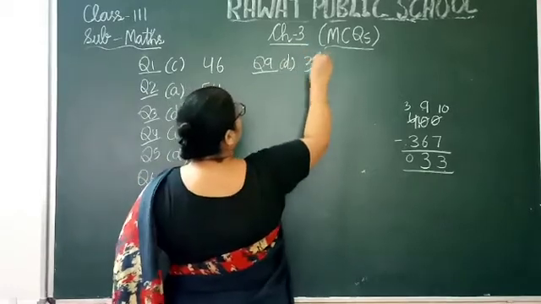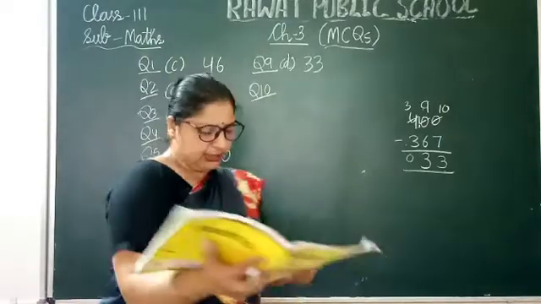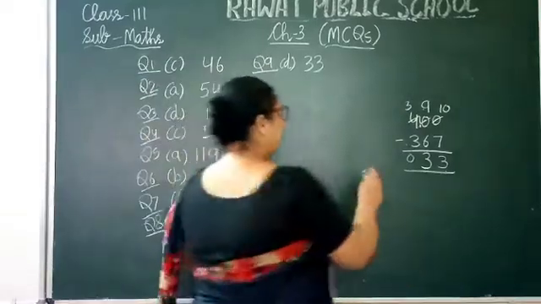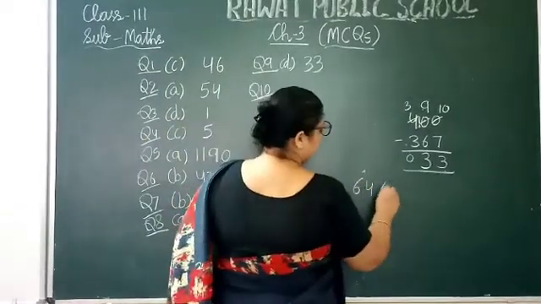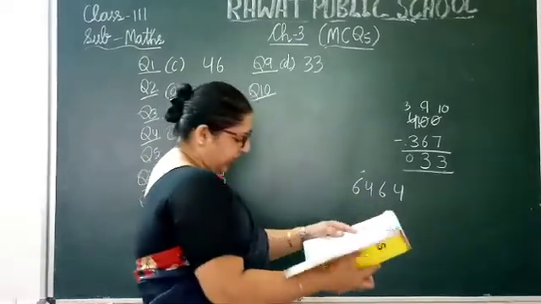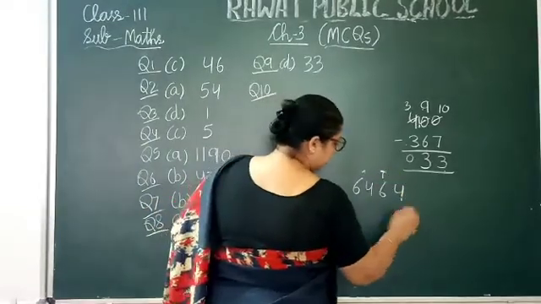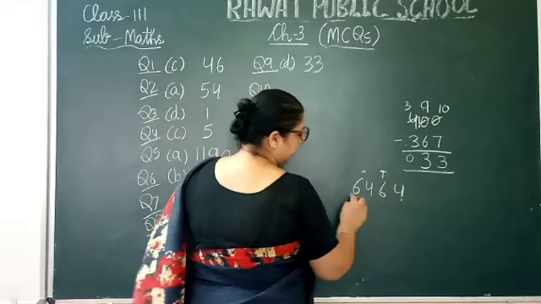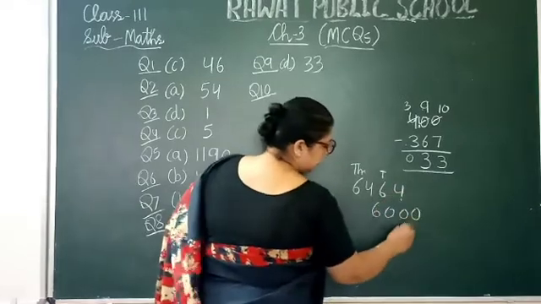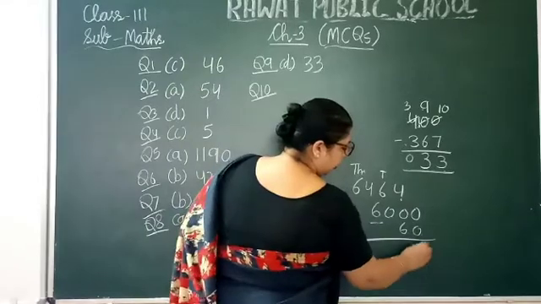Option number D, 33. Now question number 10. Last question is, what is the difference of the place value of 6 in 6464? Because this is the number 6464. So what is the place value of 6? What is the difference? Now this 6 is in 1s and 10s. 10s means 60. And this 6 is in 1s, 10s, 100s, 1000s. So this 6 is 6,000 and this is 60. 6 tens is 60.